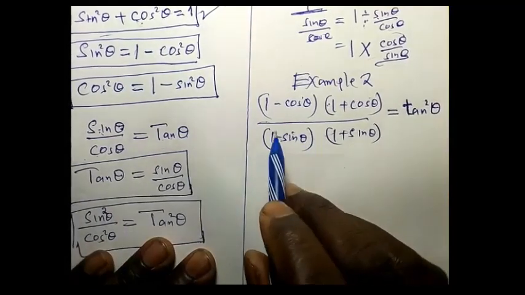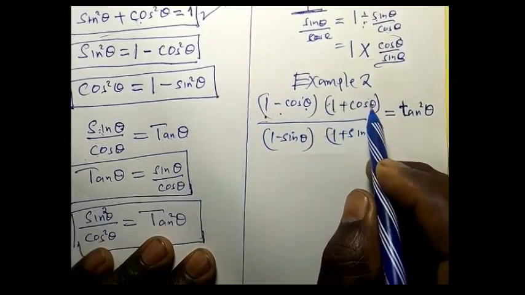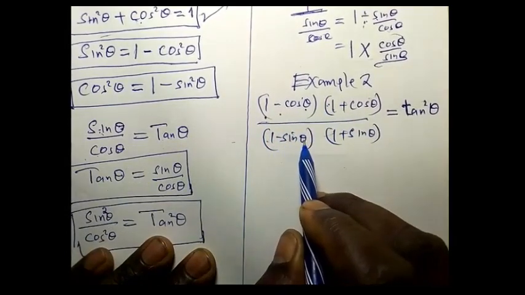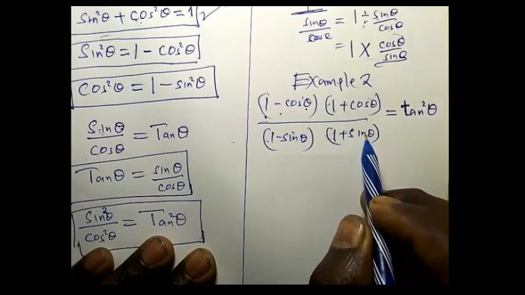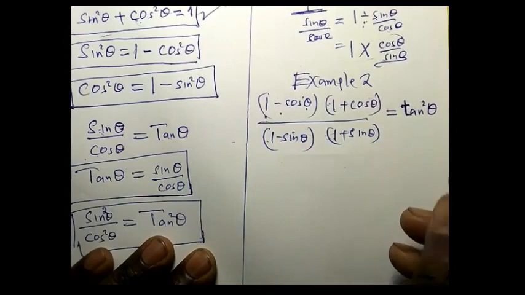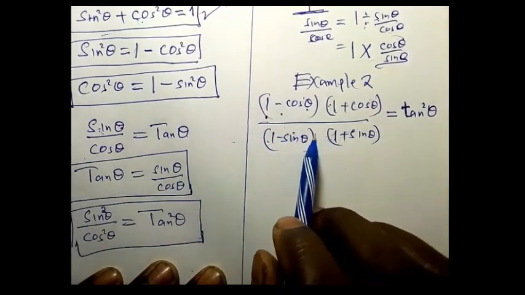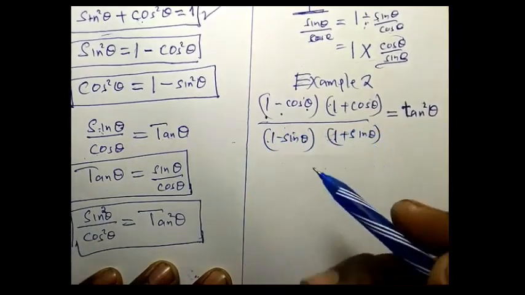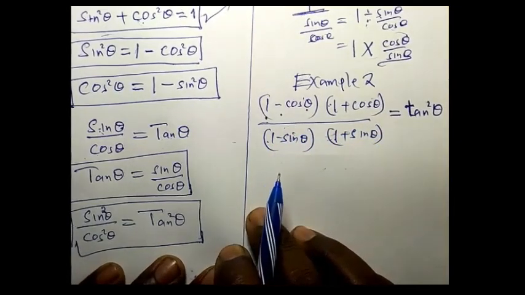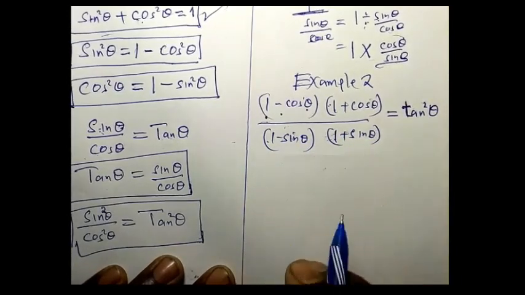Now we have example 2: (1 minus cos theta) times (1 plus cos theta) divided by (1 minus sin theta) times (1 plus sin theta) is equal to tan square theta. So this expression or this equation can be quite confusing if you don't remember the perfect square.